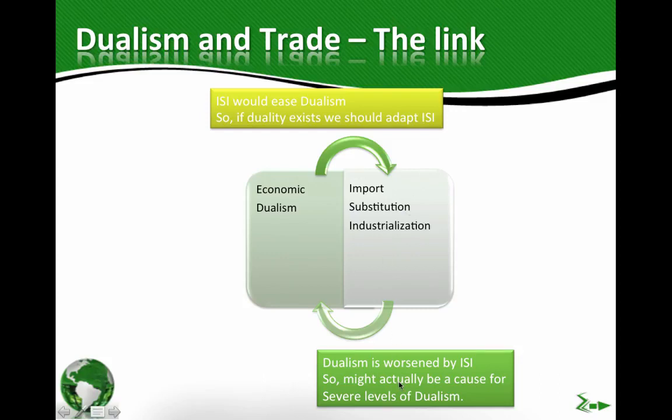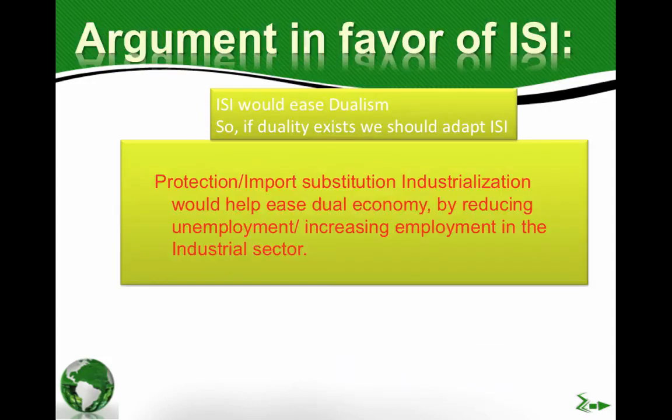Now, the counter argument is that actually, you know what, the dualism has been worsened by import substitution industrialization. So it's actually a cause of these severe levels of dualism found in developing countries these days, not a solution. Right? So these are the arguments and counter arguments for whether you should use ISI when you have economic dualism. So let's look at the first argument.